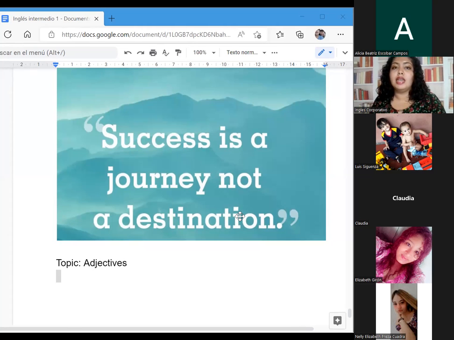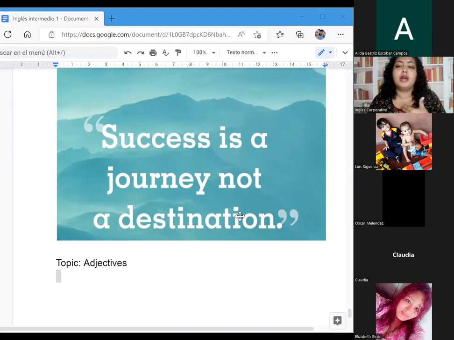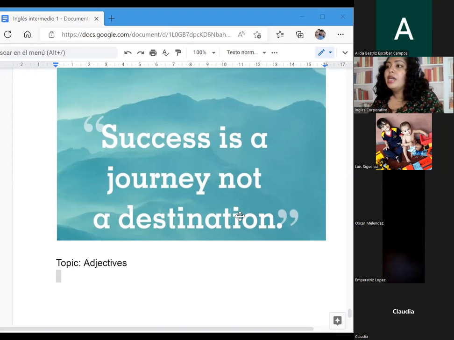Success is the way we do things. It is the journey, it is travel. In that case, success is like the way we learn new things and apply them in our lives. So remember that you are learning something new every day, because we don't stop learning new things.